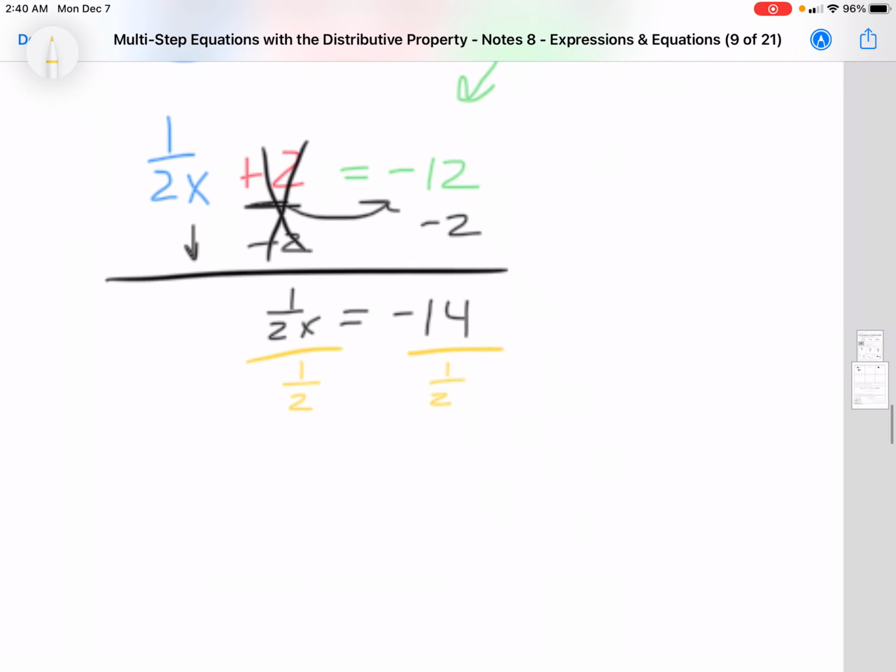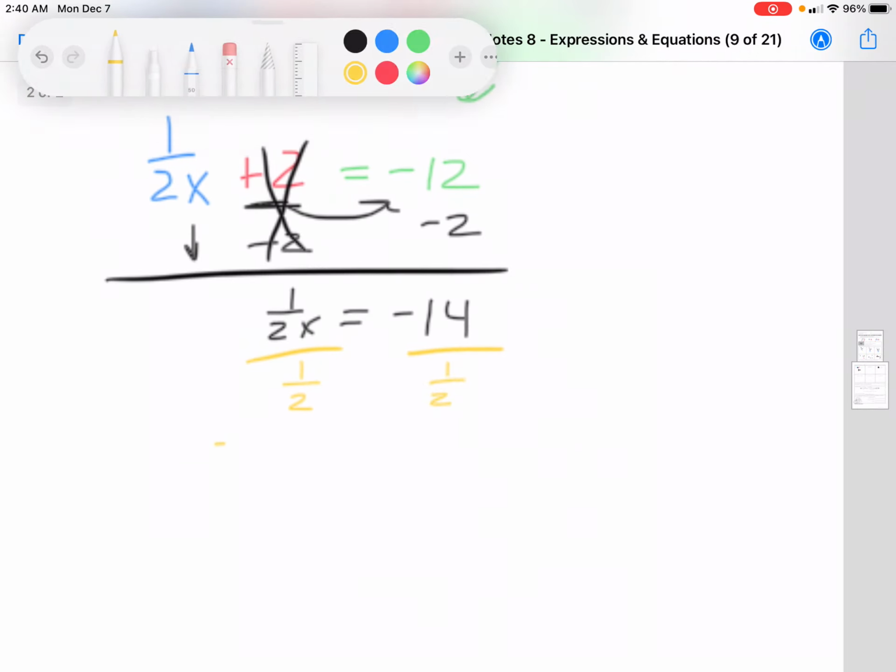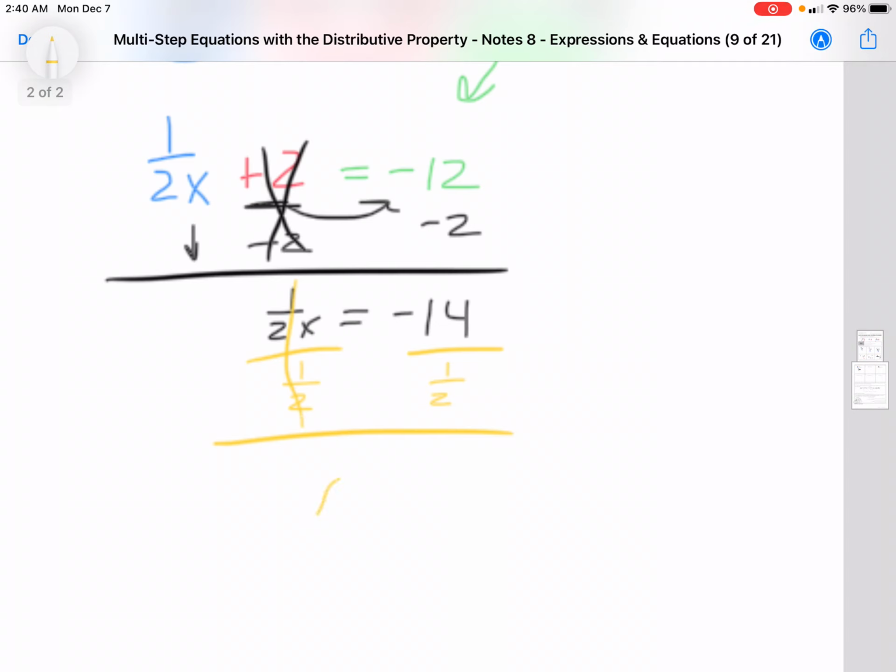When you divide, the numbers actually get bigger. You're left with x equals -28. You do not have to check this part.